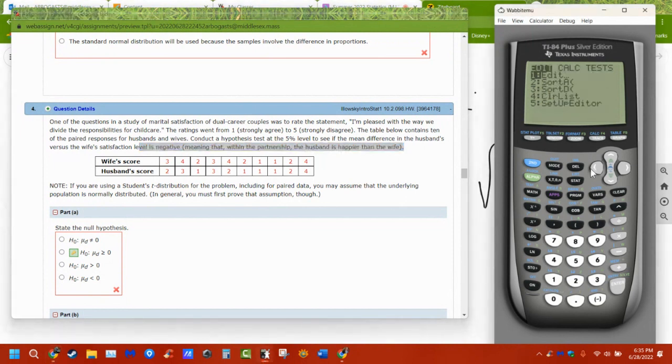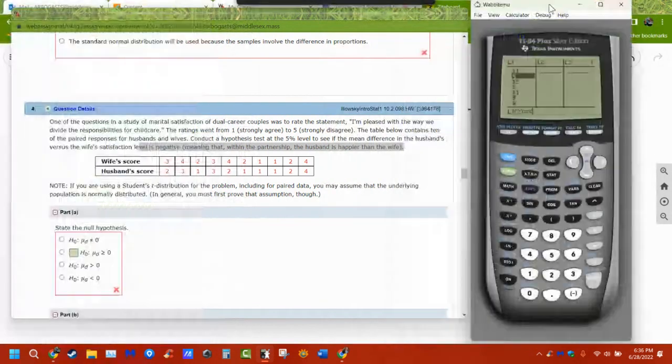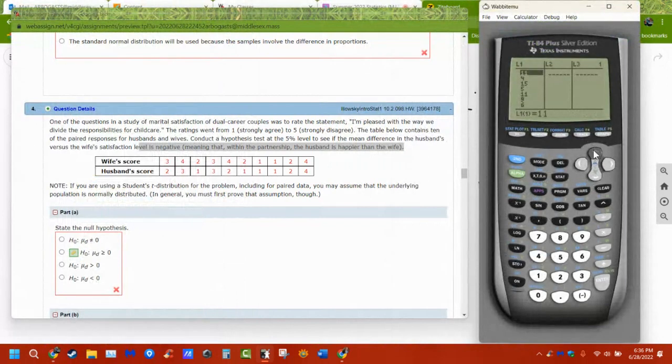we go in and we go to edit, clear this out. Go all the way up, hit clear, hit enter, clear it out, and then type in our information. 3, enter, 4, enter, 2, enter, 3, enter. And then we do the men's: 2, 3, 1, 3, 2, 1, 1, 1, 2, 4. Okay, so now that we have those, we want to subtract them.